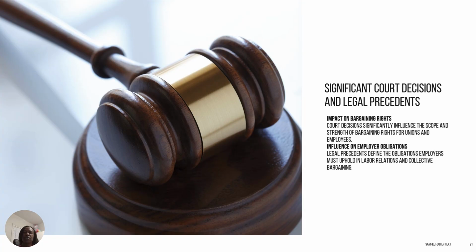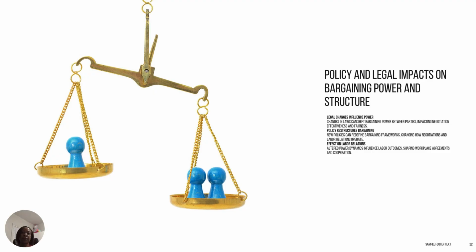Significant court decisions and legal precedents. Court rulings can either strengthen or limit bargaining rights, influencing union activities and employer obligations in critical ways. Policy and legal impacts on bargaining power and structure: legal and policy changes can alter power balances and restructure bargaining mechanisms, affecting negotiation dynamics and labor relations outcomes.